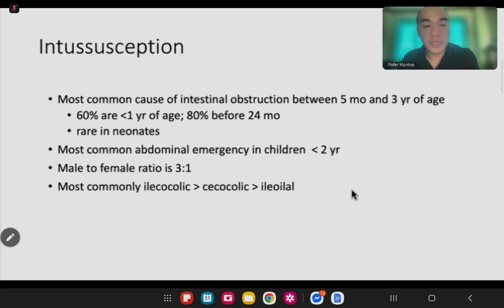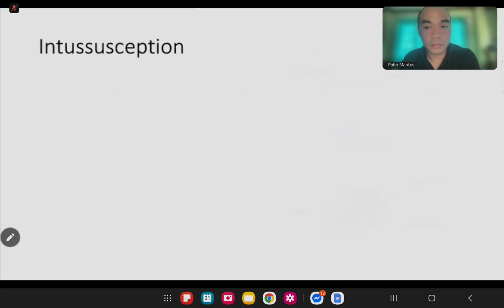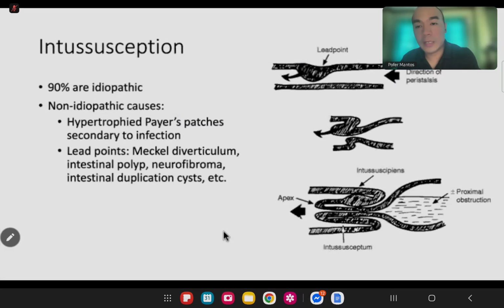It's the most common cause of intestinal obstruction in this age group, 5 months to 3 years of age. Usually 80% occurs before 24 months of age, but it's rare in the neonatal age group. Again, males are more predominantly affected, and the most common location is the ileocolic, the ileum and the ascending colon. 90% of cases are idiopathic.